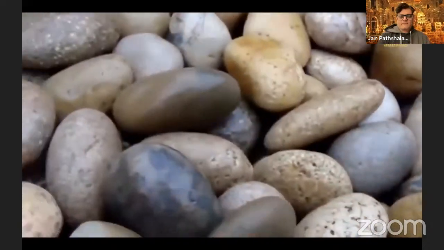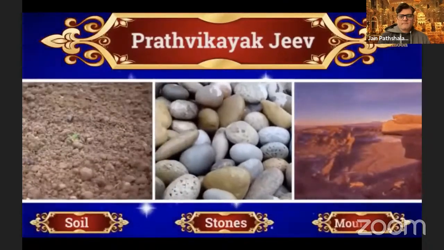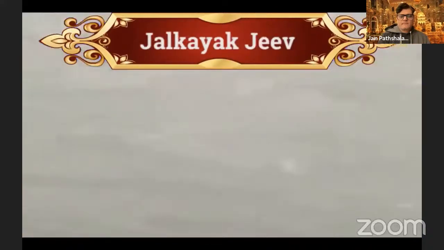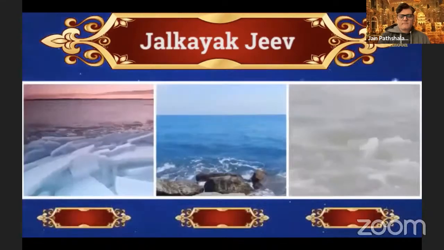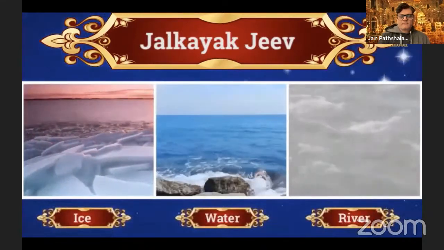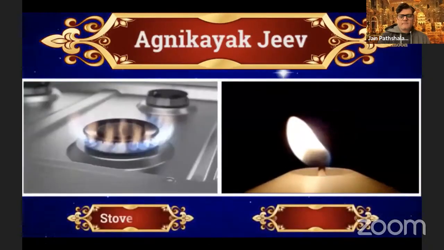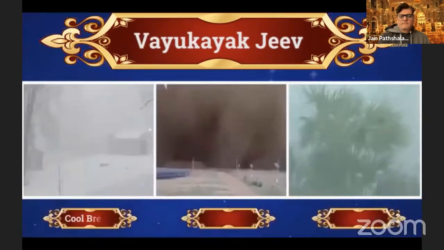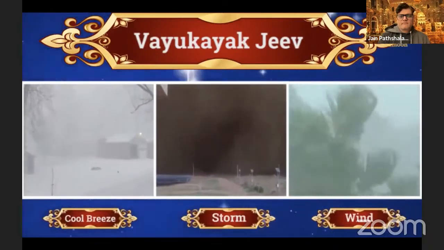First is the earth, or Prithvikayik. Soil, stones, and mountains all fall under this category. Second is Jalkayik, which means water. This category includes ice, water, and rivers. Third is fire, or Agnikayik, which includes fire and candle flame. Fourth is Vayukayik, or the air. Air, storms, and wind all fall under this category too.